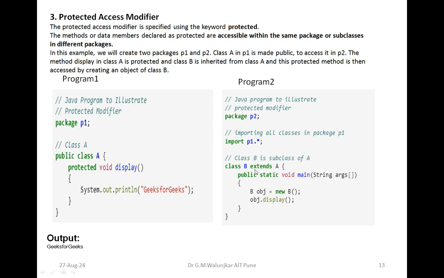Just look here: class B extends class A, and inside main we are creating the object of class B, obj = new B. So obj is the object of class B. In class B we don't have any display method, but as class B is extended from A and the method display is protected, it is inherited up to one level. That means class B can access this display method. So when you execute obj.display, it will execute the display method of class A, which is protected, and you will get this output. This is the protected access modifier.